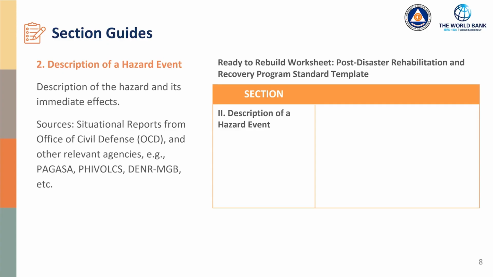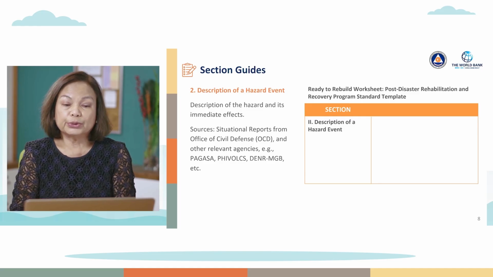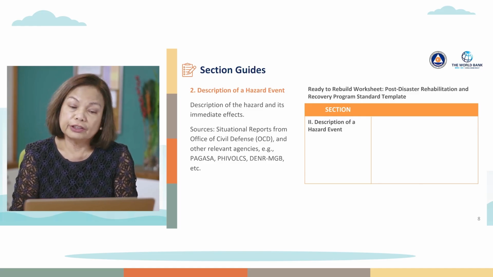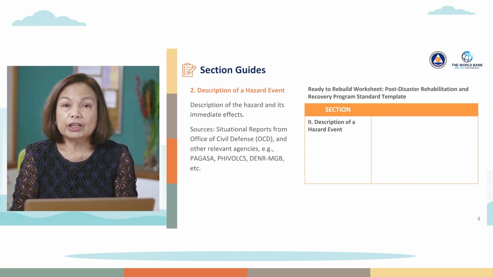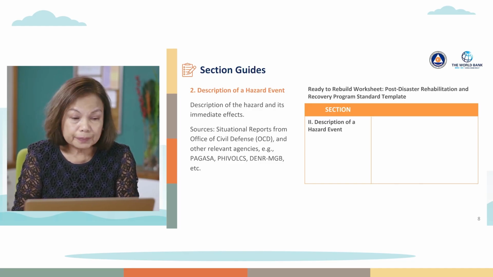The second component refers to the description of a hazard event. So this also includes its immediate effects. Where do you get all this information? You will get this from the situational reports from the Office of Civil Defense, or OCD, and other relevant government agencies, as we mentioned earlier, PHIVOLCS, PAGASA, MGB, and NAMRIA.